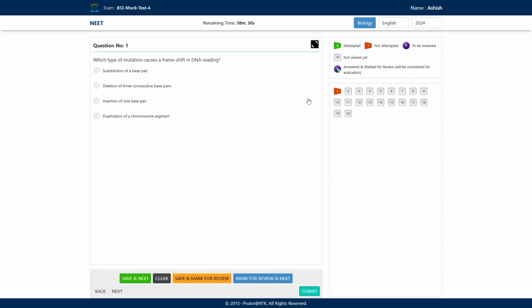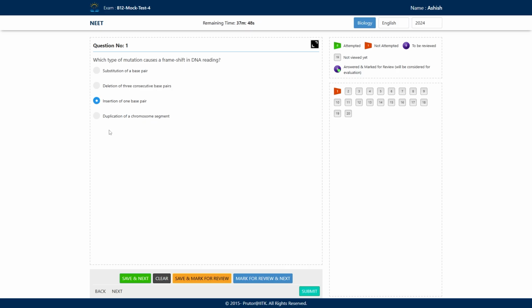You have these options. First option is substitution of a base pair. Second is deletion of 3 consecutive base pairs. Fourth is insertion of 1 base pair. And fifth is duplication of a chromosome segment. What will be the correct answer? Correct answer here will be option C, insertion of 1 base pair.